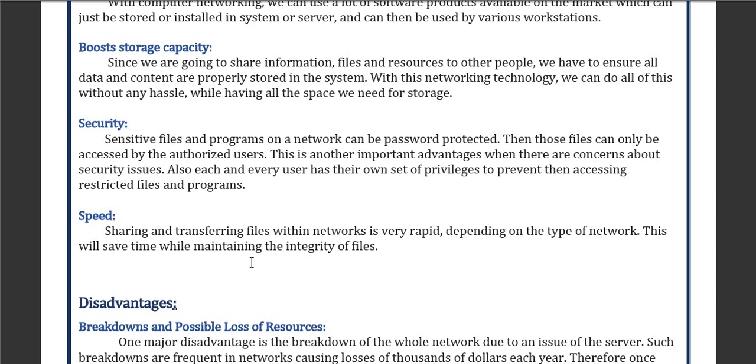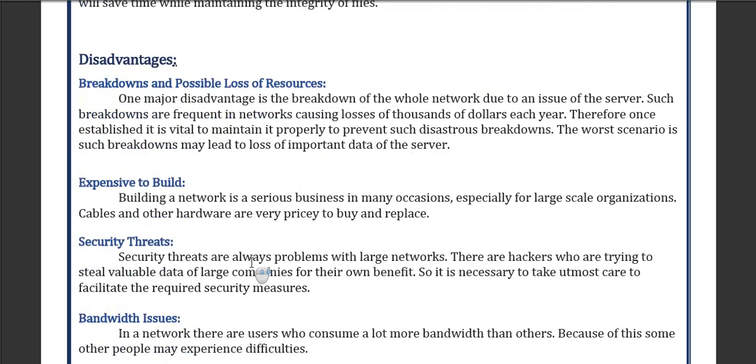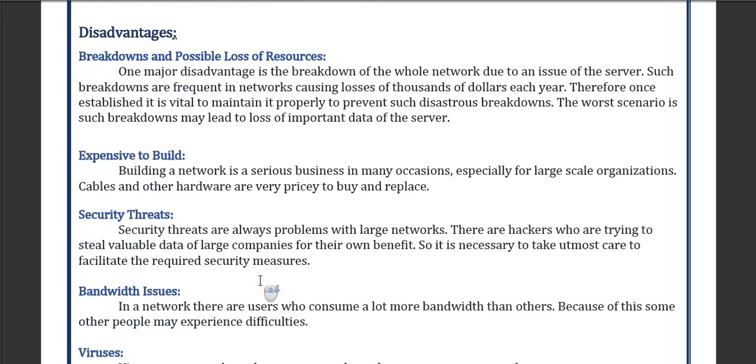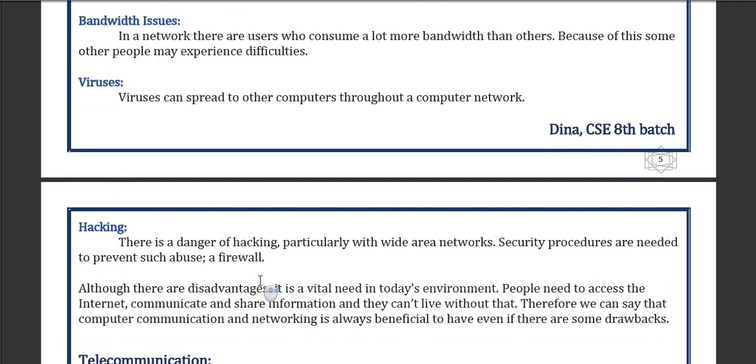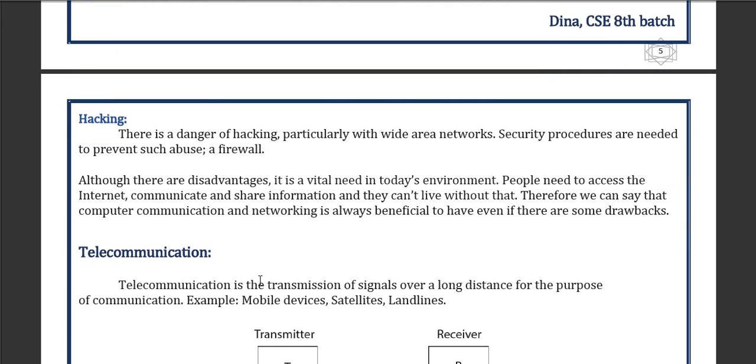Now the disadvantages: breakdowns and possible loss of resources, expensive to build, security threats, bandwidth issues, and viruses. Hacking: data can sometimes be hacked, so security is a concern for data communication.